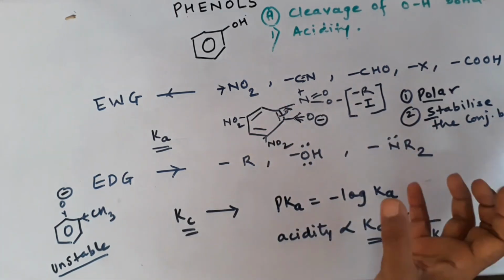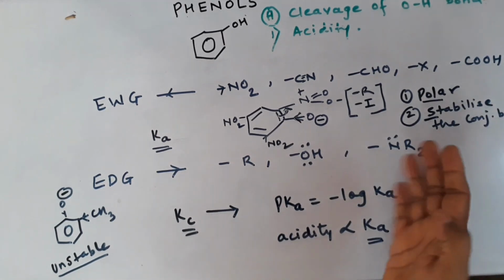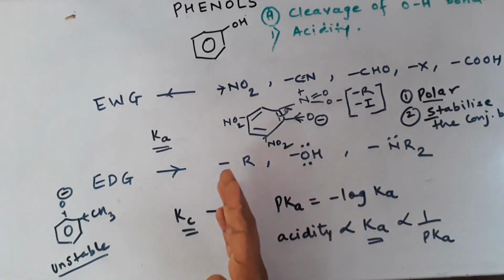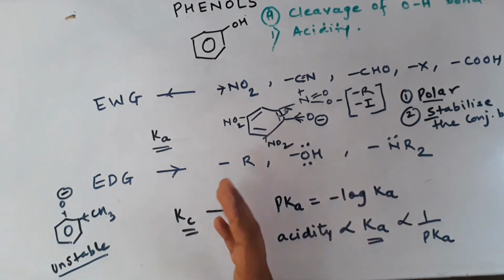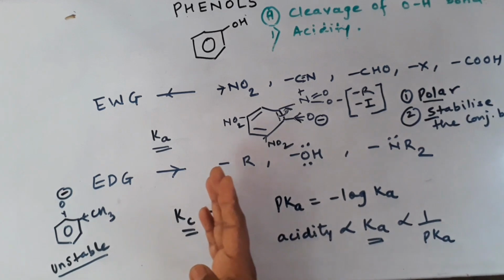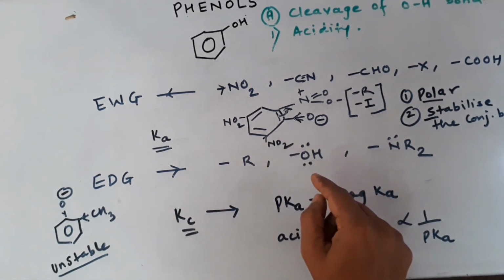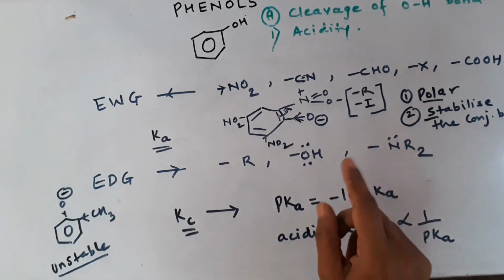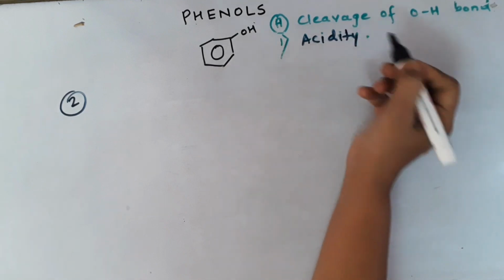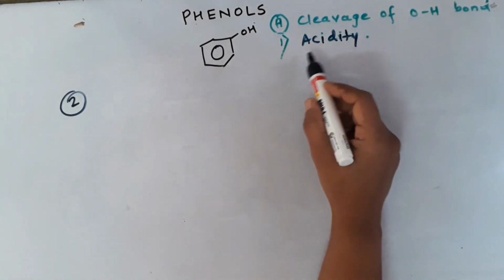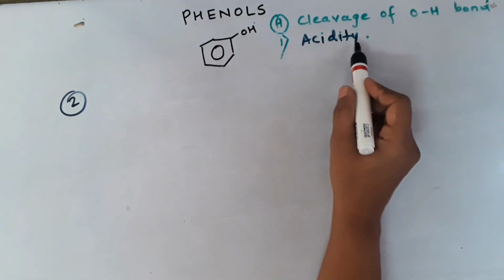Alright, so these things should be clearly understood by you: what kind of groups we want, where we want them, how much we want. I want electron withdrawing groups more and more, and at ortho and para positions only, because the meta position does not participate in resonance. So I have finished the first reaction of cleavage of the OH bond, in which I talked about acidity.